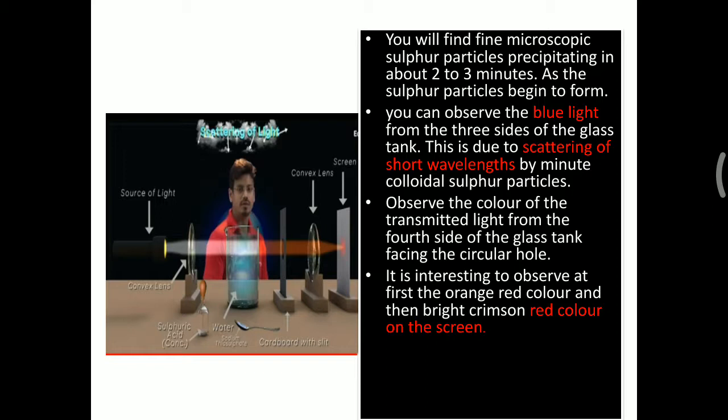You will find fine microscopic sulfur particles precipitating in about 2 to 3 minutes as the sulfur particles begin to form. You can observe the blue light from three sides of the glass tank. This is due to the scattering of shorter wavelength by minute colloidal sulfur particles. Observe the color of the transmitted light from the fourth side of the glass tank facing the circular hole. It is interesting to observe, at first the orange-red color and then a bright crimson red color on the screen.